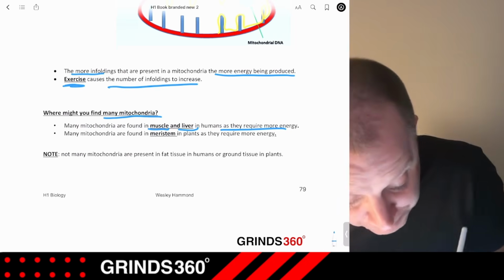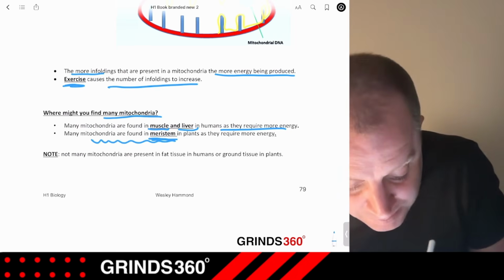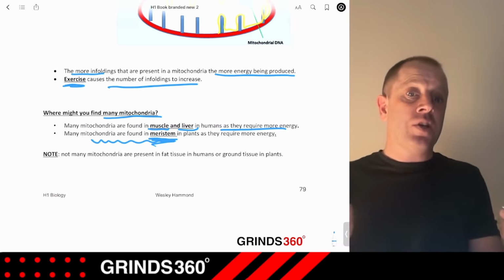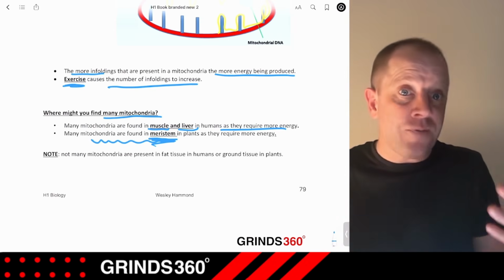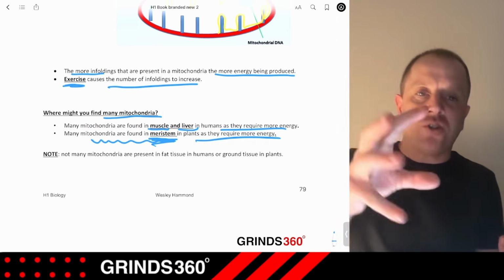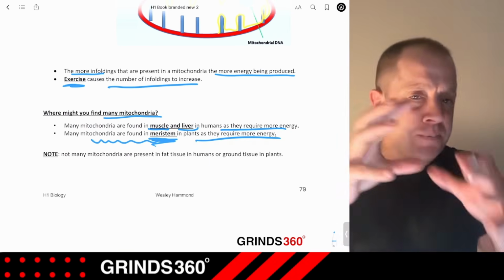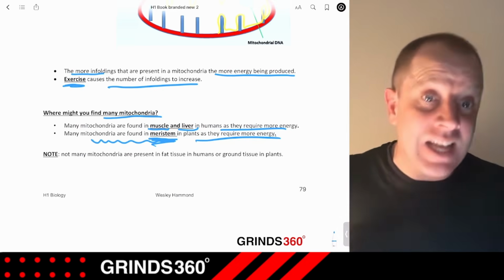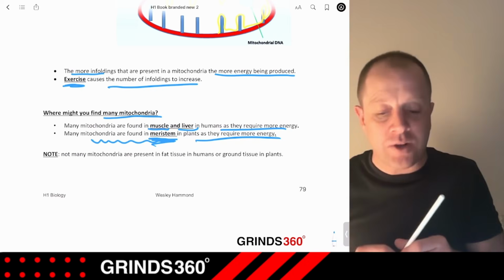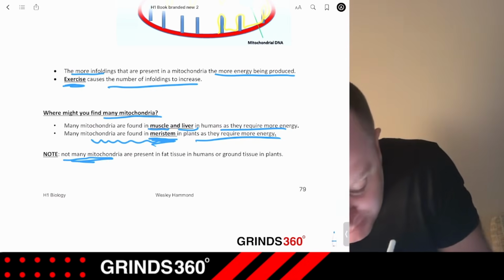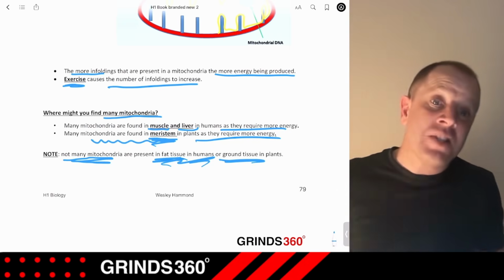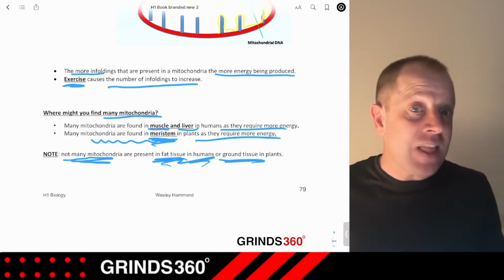In a plant, many mitochondria are found in the meristem of a plant because in the meristem, mitosis occurs. And because mitosis occurs there to allow for growth, a lot more energy is needed. So that's why the meristem, which is the shoot tip, the apical bud, the root tip, we studied plants before Easter. We'll do them again in May. So my point is, anywhere you need energy, you're going to have a lot more mitochondria. There's not that many mitochondria found in fat tissue or ground tissue in plants or fat tissue in humans because that tissue doesn't require that much energy.